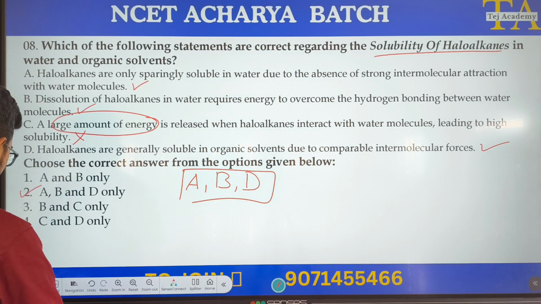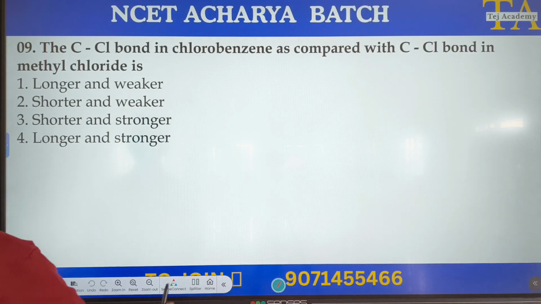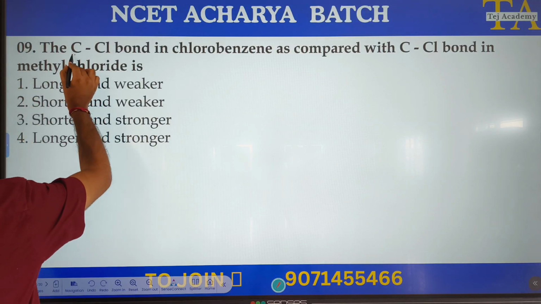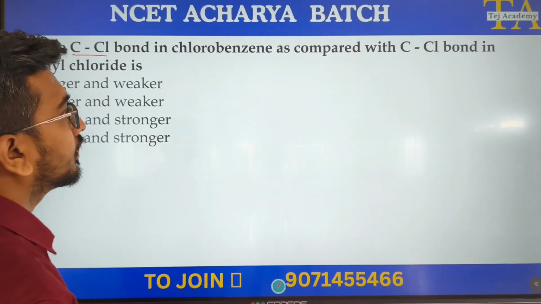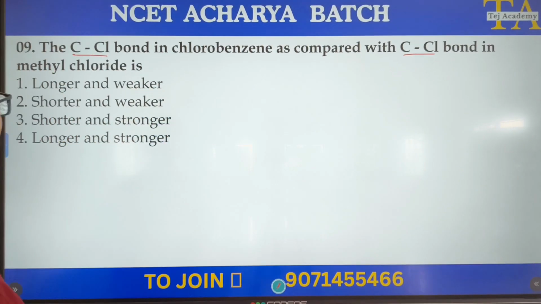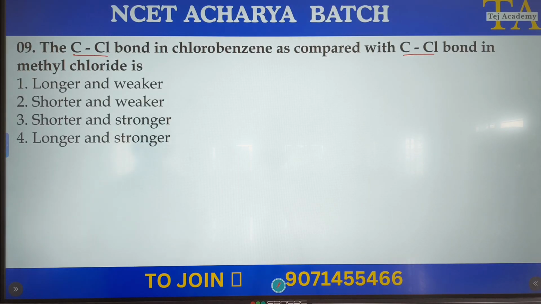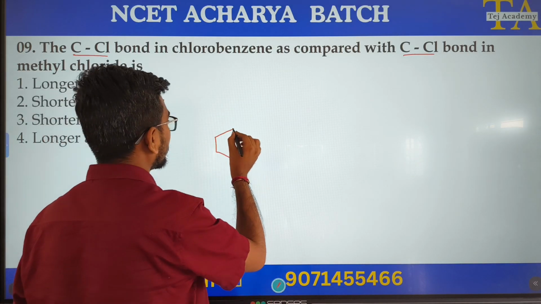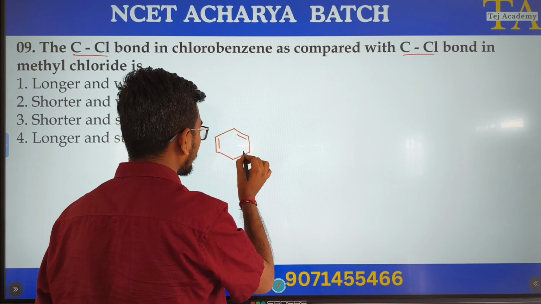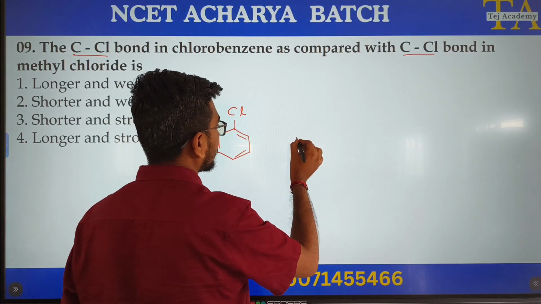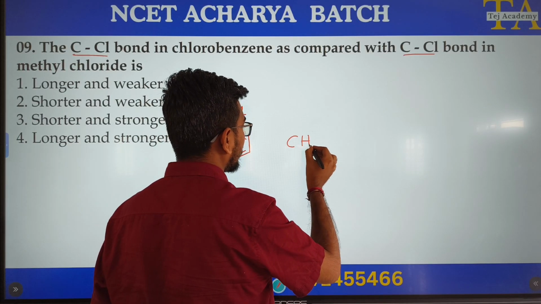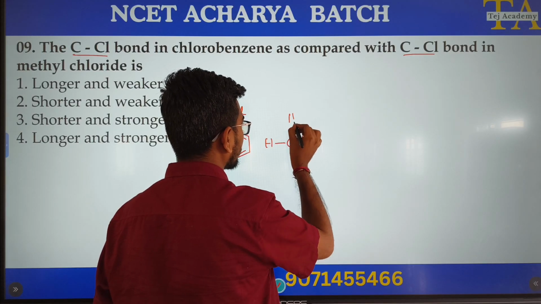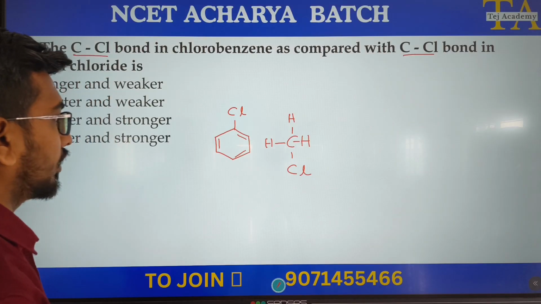So next question, see here. The carbon chlorine bond in chlorobenzene as compared with carbon chlorine bond in methyl chloride is: first one longer and weaker, second one shorter and weaker, third one shorter and stronger, fourth one longer and stronger. So now we have to compare the carbon chlorine bond in chlorobenzene and methyl chloride. See here. So this is chlorobenzene. So this is methyl chloride.